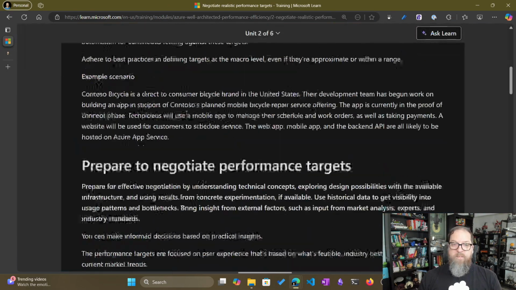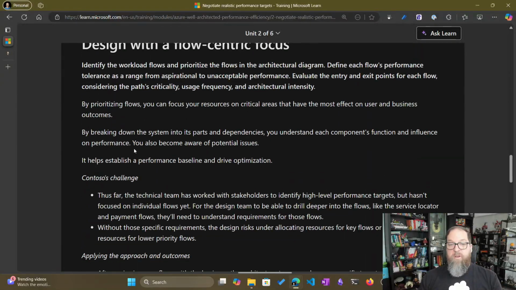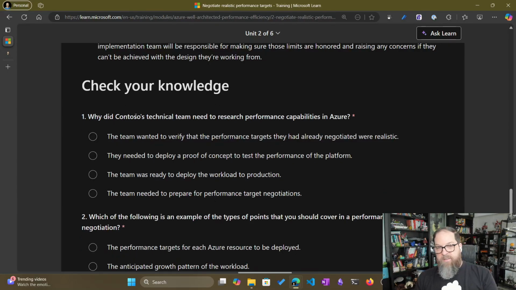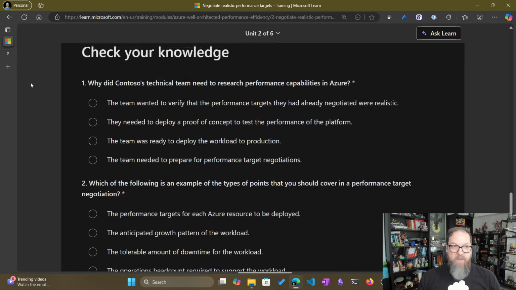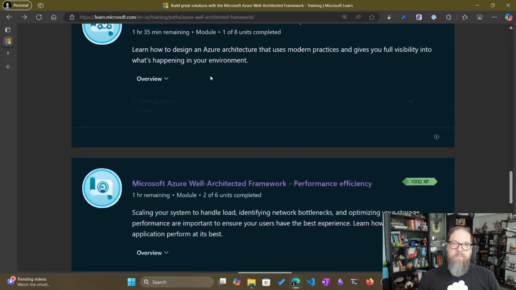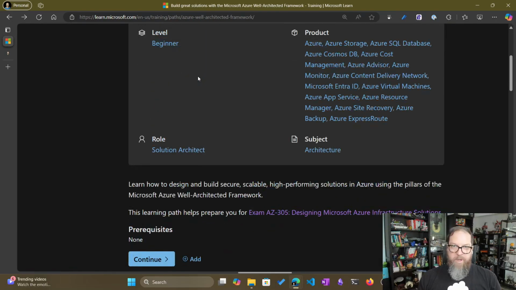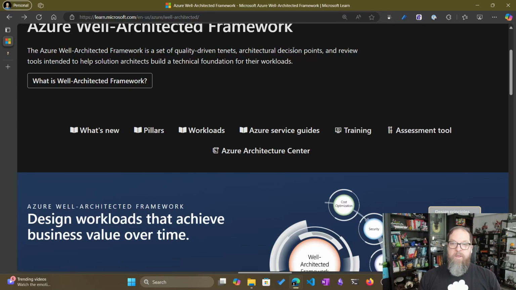So negotiate performance targets. And so this will talk to you about what are these. Remember, we talked about, is it a user experience? Is it messages? Is it something else? Like you can come in here and play around with all of these at your own pace. I highly recommend reading it and reviewing it.